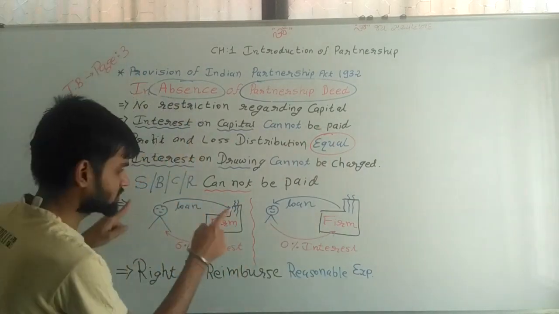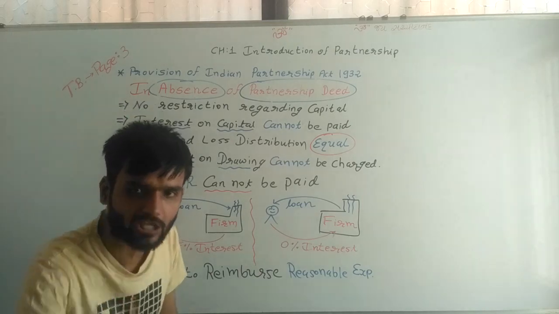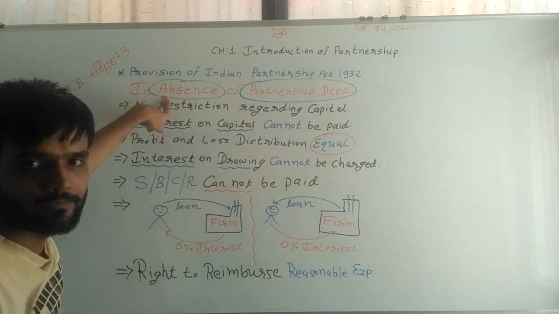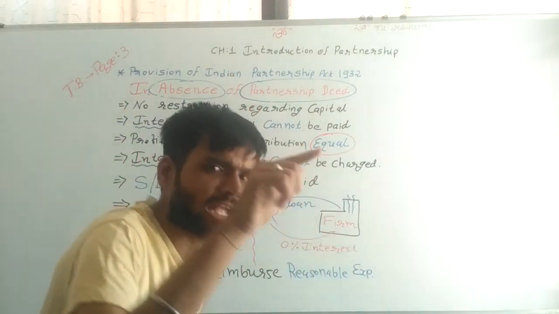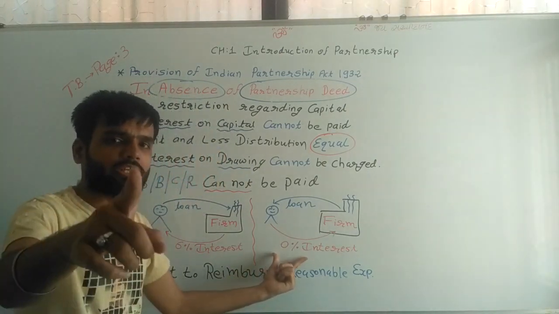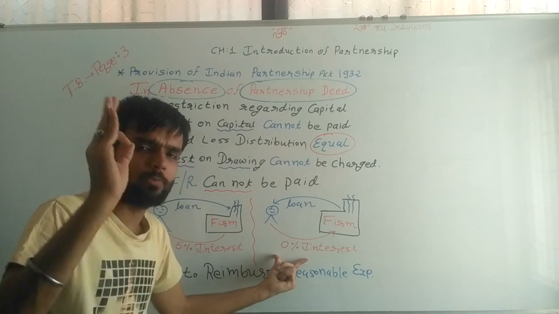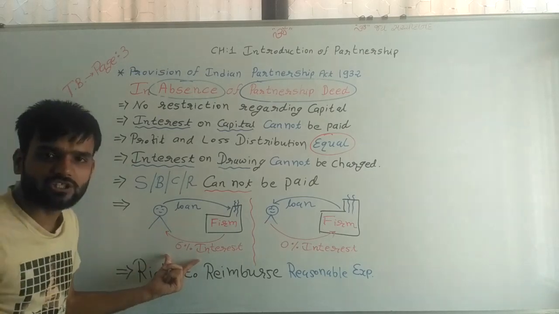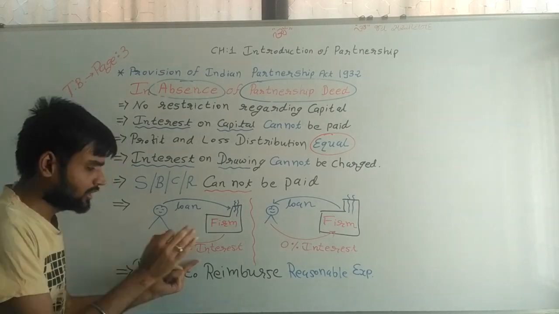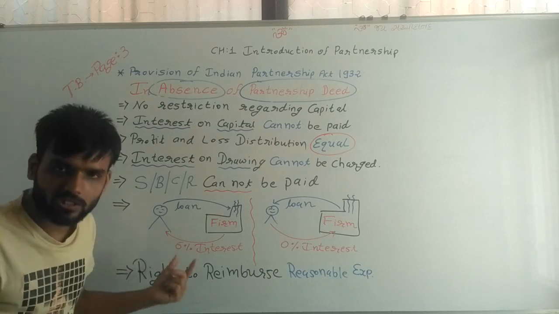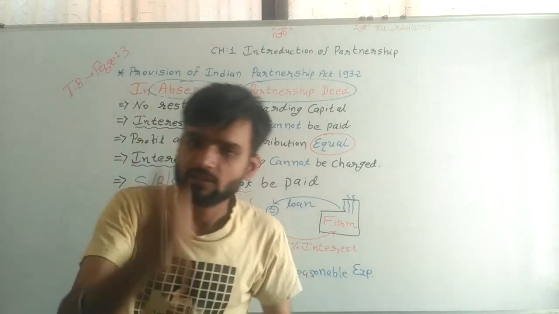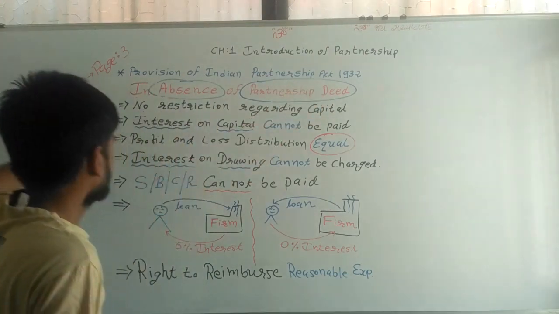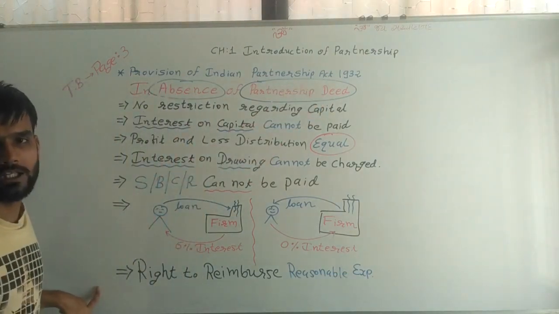Again I repeat, this situation is applicable only and only in the absence of a partnership deed. If the partnership deed decides 5% interest, then the partner has to pay 5%. If it decides 8% interest, the partner can receive 8% interest. But if the partnership deed does not mention it, then and only then the Partnership Act 1932 is applicable, and all these situations apply.